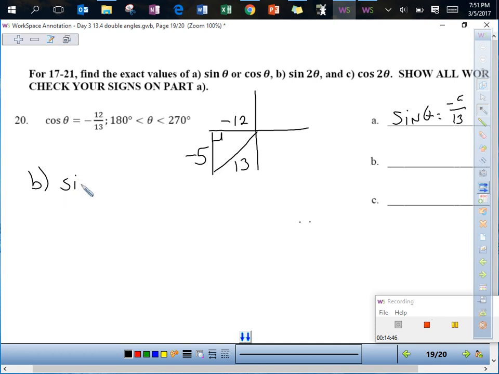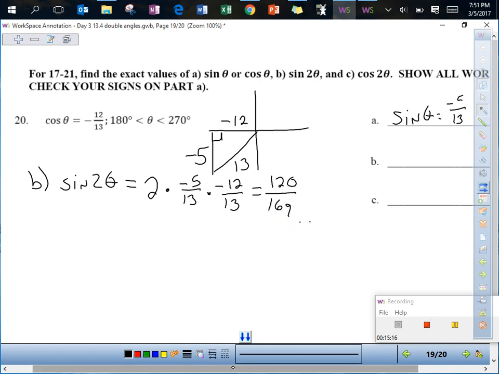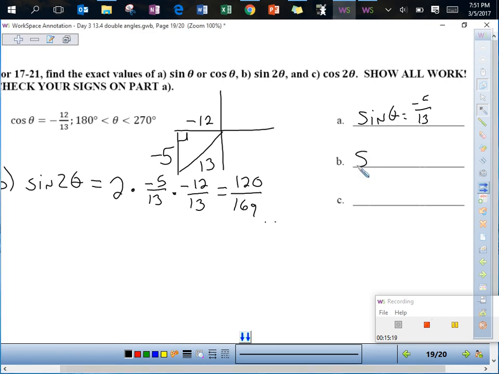Sine of 2 theta. We're going to use the only formula that we know. 2 times the sine value, negative 5/13, times the cosine value, negative 12/13. Multiply that straight across, guys. 2 times negative 5 times negative 12. Looks like 120 over 169. So let me come over and write the answer. Sine of 2 theta is going to be positive 120 over 169.